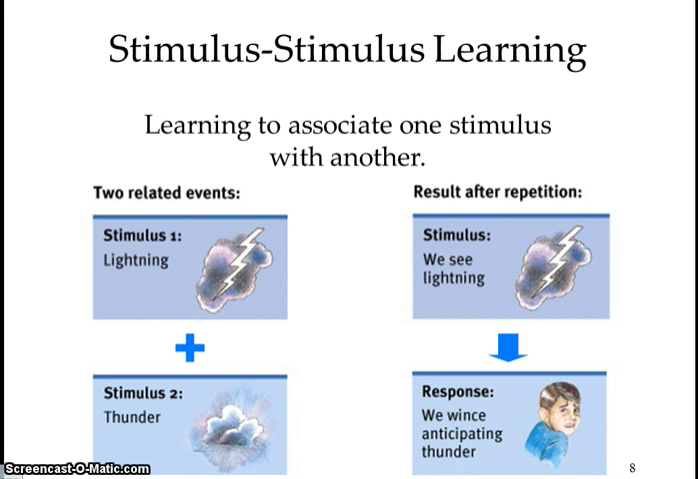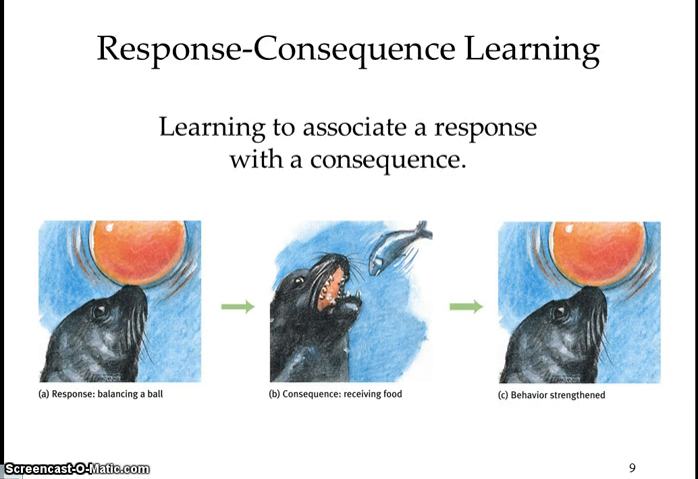Here is another example of stimulus learning: learning to associate one stimulus with another. If you see lightning and then you have thunder, after a while you're going to start to associate these things. So every time you see lightning, you might start to clench up because you know the thunder is going to follow it. And that's stimulus learning.